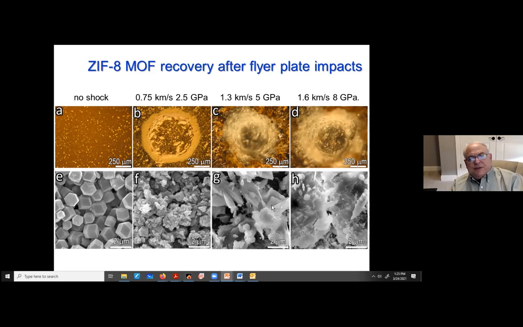When you hit it harder, it gets kind of mushy, and what you get are these flakes. So there's no more cubes, okay? You've totally destroyed the crystal structure. And when you blast it even harder, it gets sintered into a mass that I think I can best describe as carbon with zinc and nitrogen impurities in it.